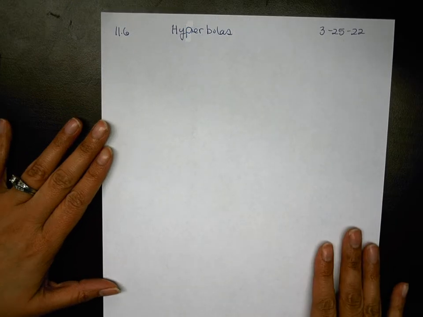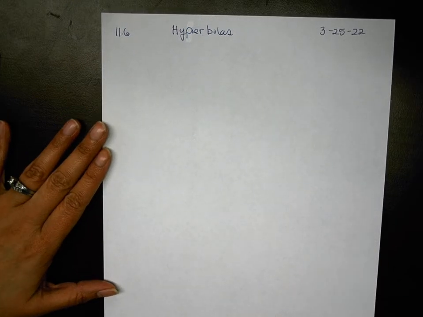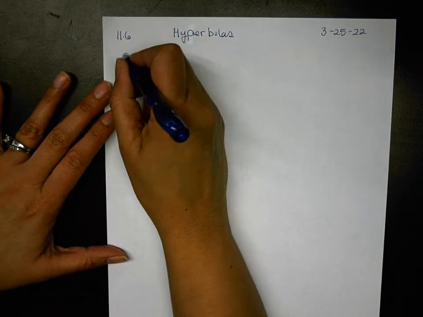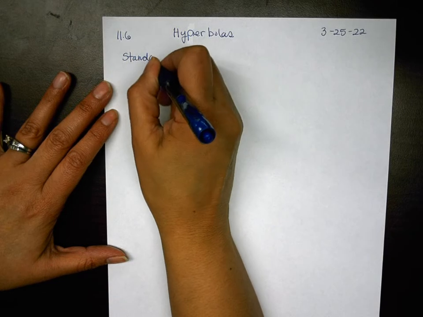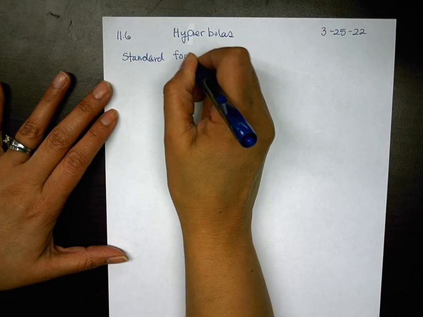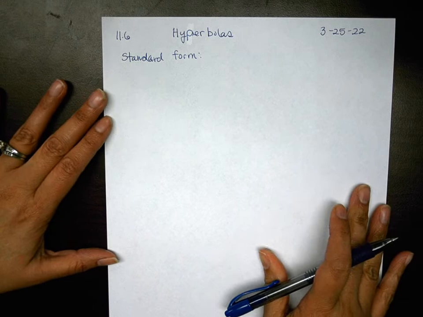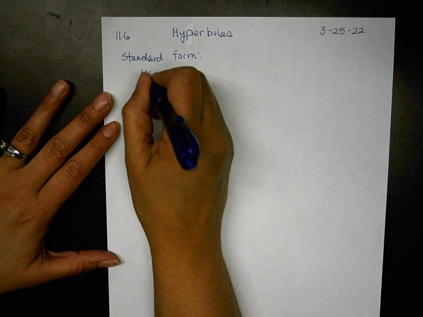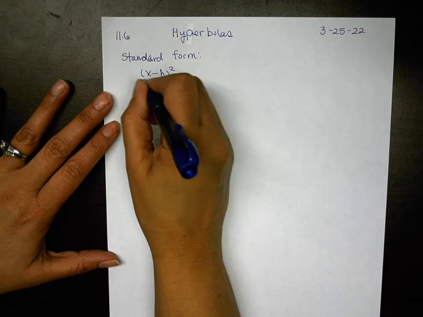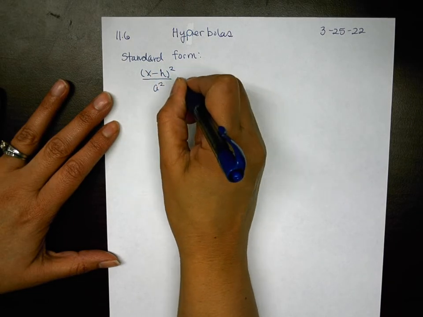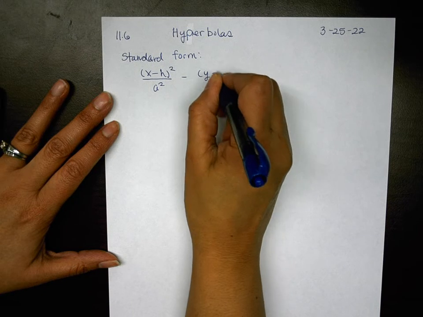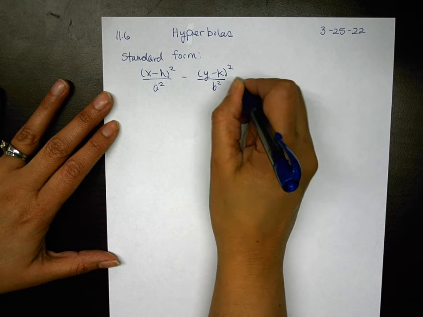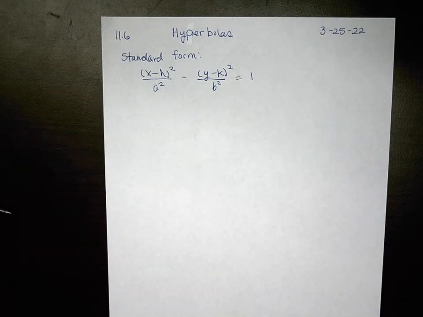This is Advanced Math, Lesson 11.6. The title is Hyperbolas, and we're going to start with standard form. Standard form for hyperbolas is (x minus h) quantity squared over a squared minus (y minus k) quantity squared over b squared equals 1.